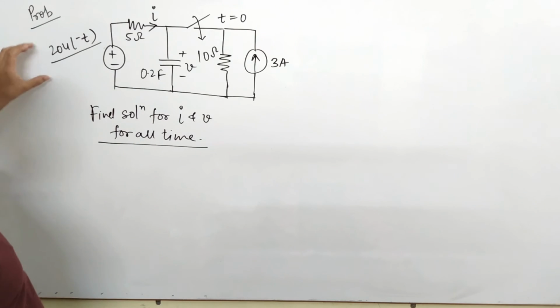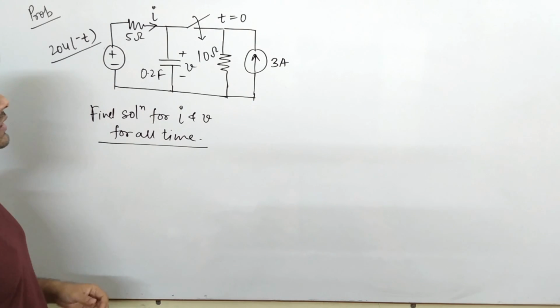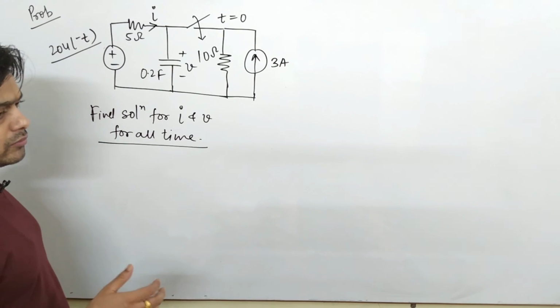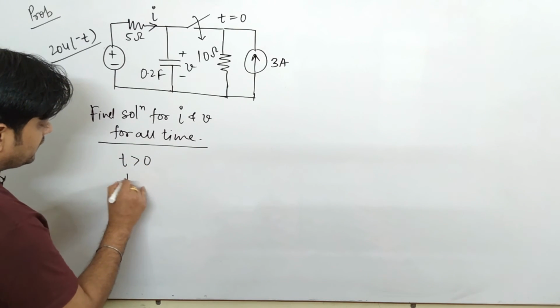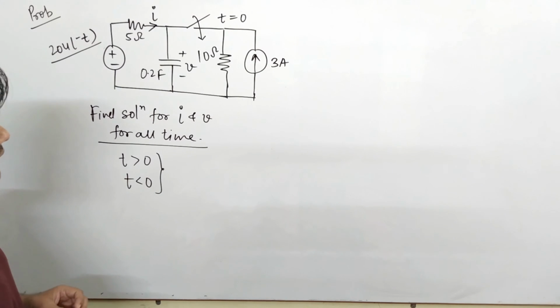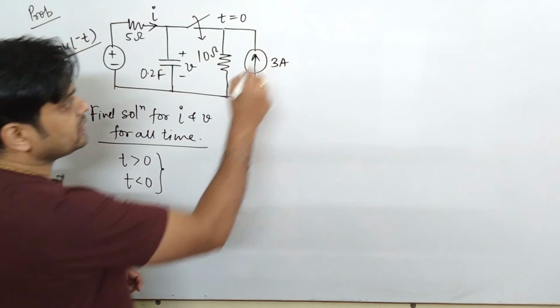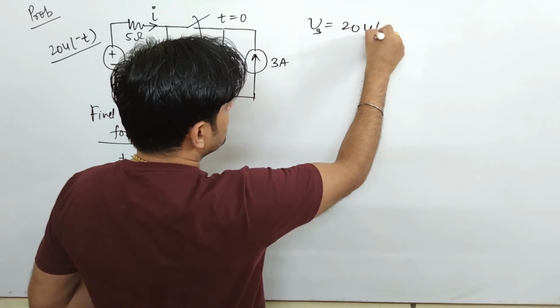So friends, this is our next problem. In this problem, you have to find the solution for I and V for all time. It means for negative time as well as for positive time. It means the solution for t greater than 0 and for t less than 0. For both the time you have to find the solution for I and V. Now again, this is a specific type of problem in which the source is given as 20u(-t). Very important, the source Vs is given as 20u(-t).